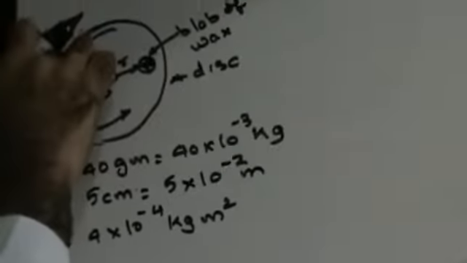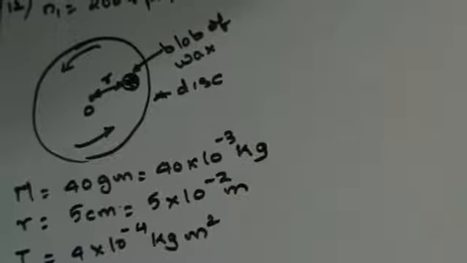Now guys, can you see the figure please? I know the moment of inertia about the axis passing through the center. I want to find out the moment of inertia about the axis passing through the blob. The axis passing through the center and the axis passing through the blob of wax are going to be parallel to each other. So straight away I can apply the theorem of parallel axis.